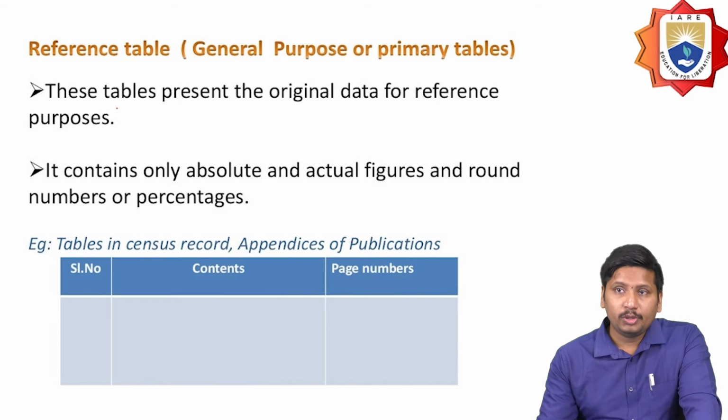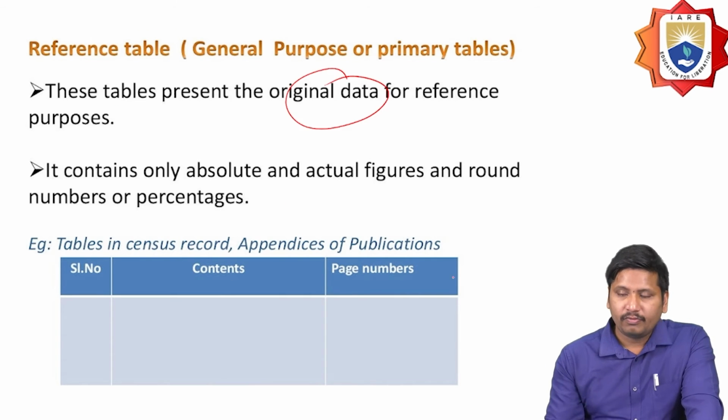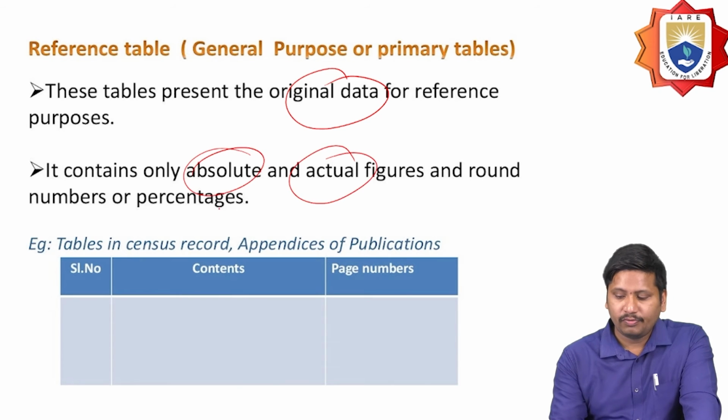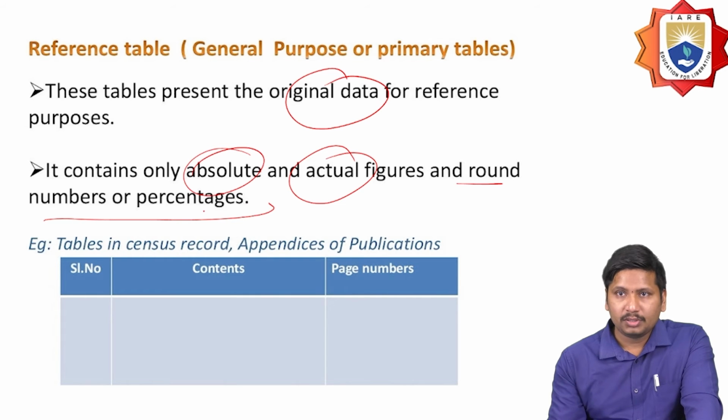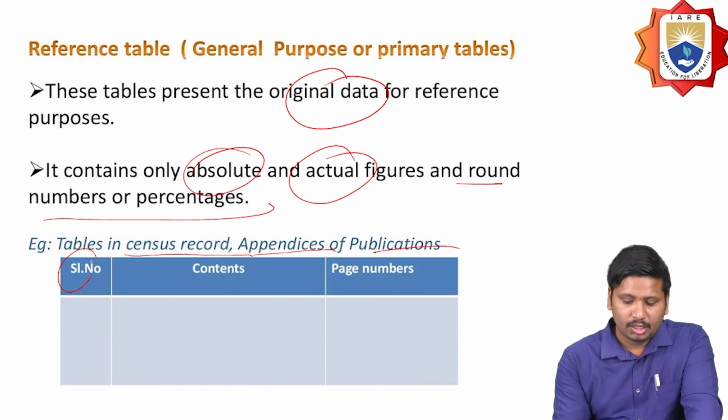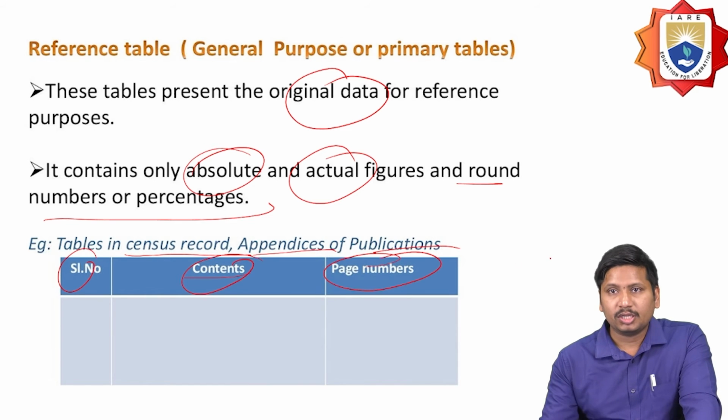These tables represent the original data for reference purposes, and they should also contain absolute and actual figures, and round numbers or percentages. For example, the tables in census records and appendices of publications. At that time I can use these reference tables.